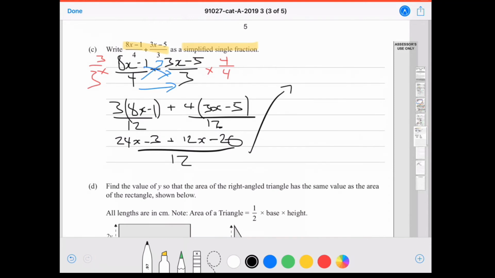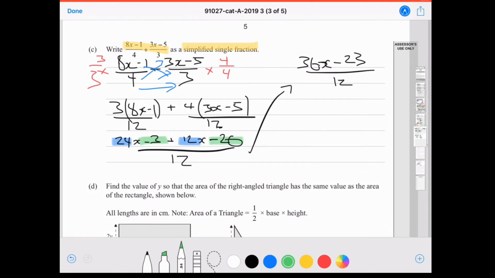Okay, let's bring our working up here. You've got combining like terms. Once again, we've done this before. 24x plus 12x, and minus 3 minus 20. So you find yourself with 36x minus 23 over 12. And this, guys, is your final answer. There's no simplifying there, like 36x over 12 into 3x, for example. We're not doing that here. This is your final answer.